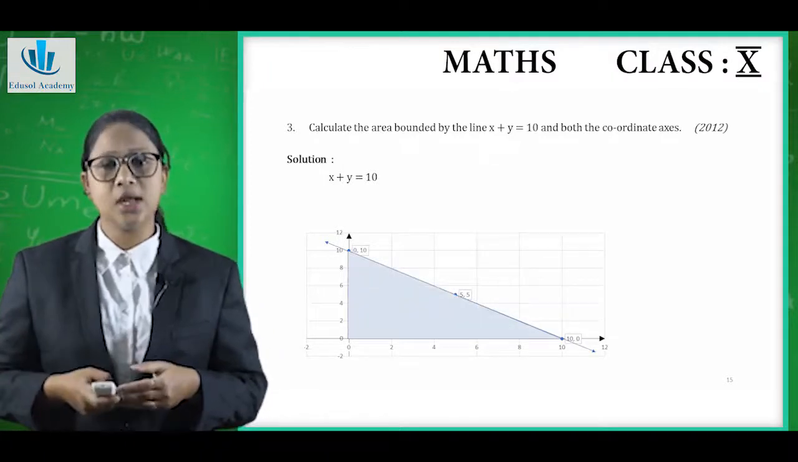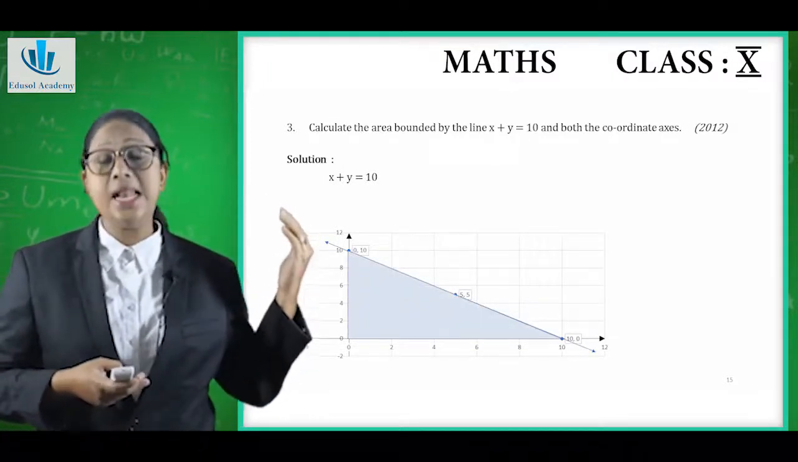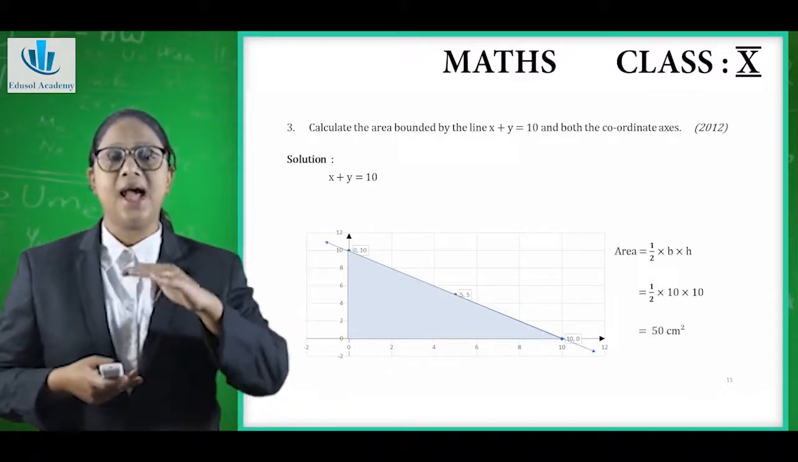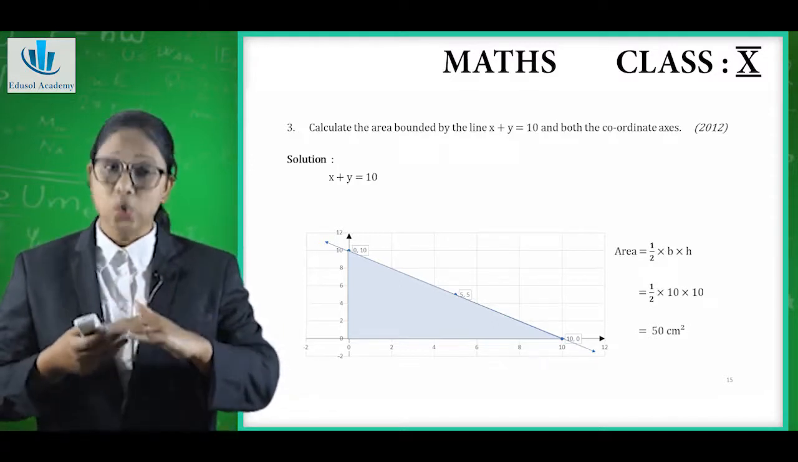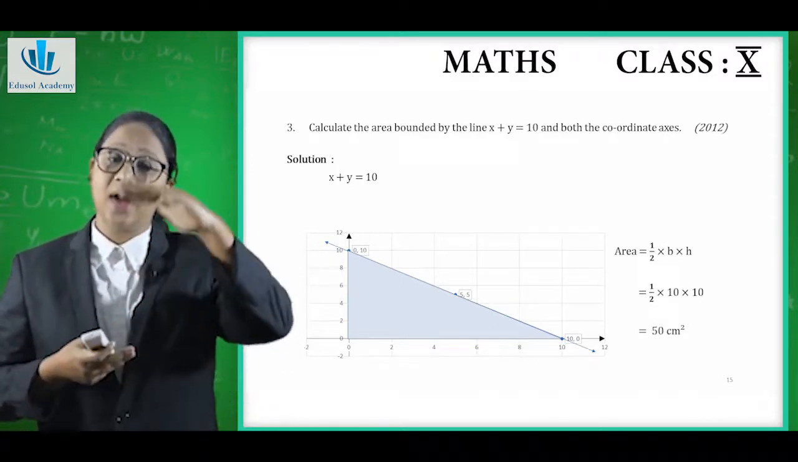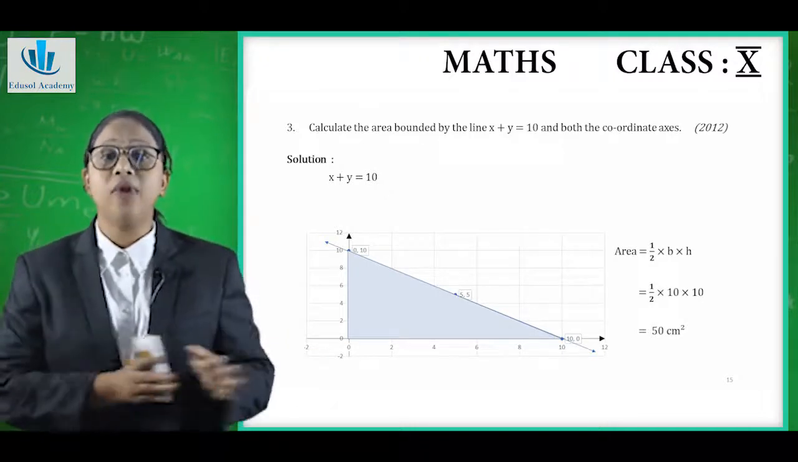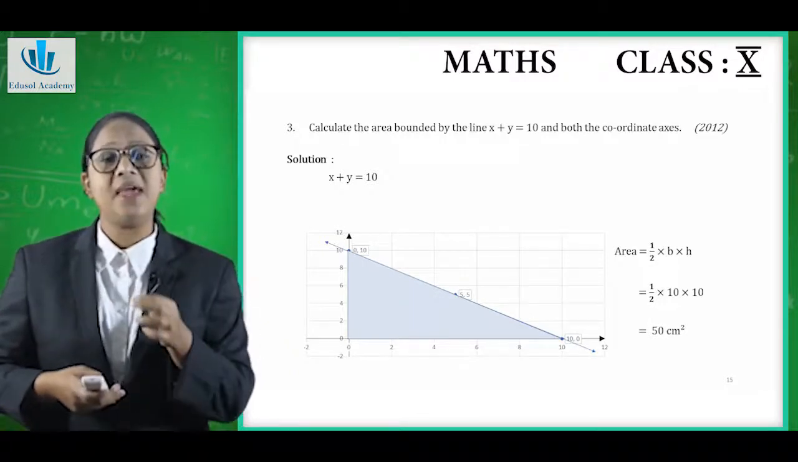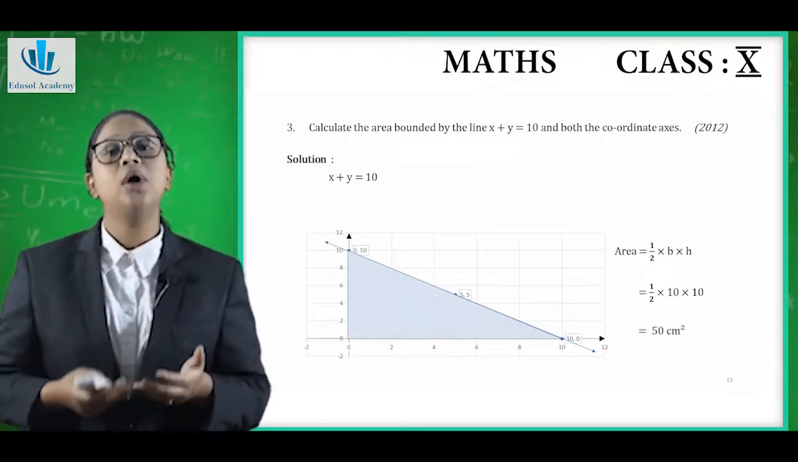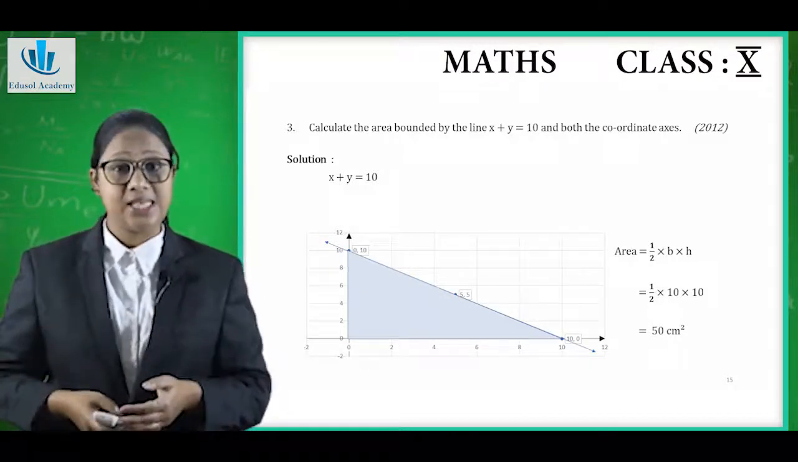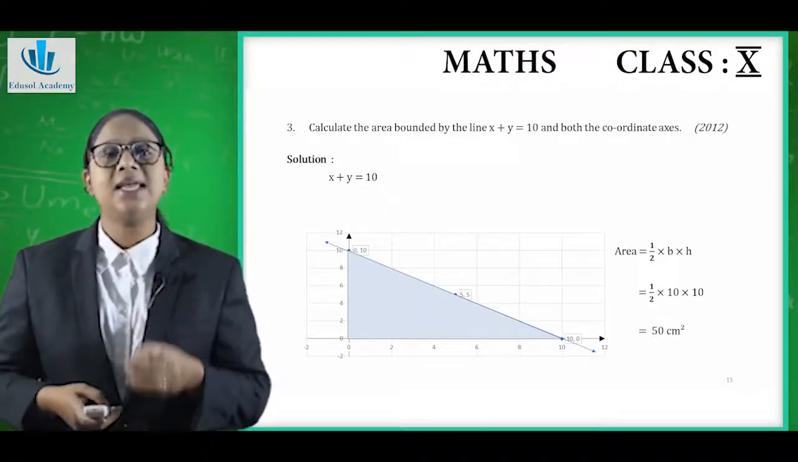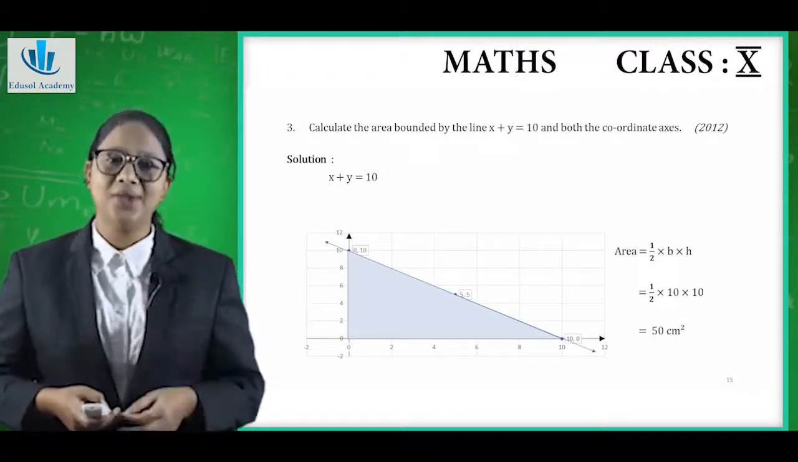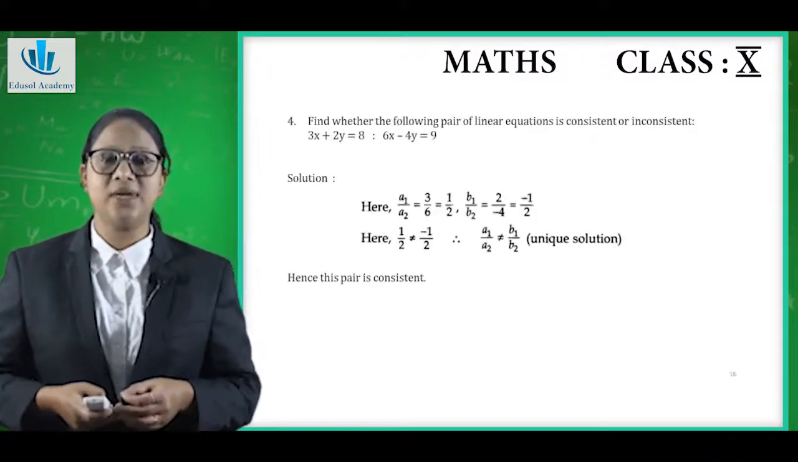Now the area bounded between the line and the axes will be the triangle, and we know that this triangle extends 10 units along the y-axis and 10 units along the x-axis. Now, how do you find the area of a triangle? Half into base into height. So half into what is base? 10 units. And what is height? 10 units. So half into 10 into 10 will give you half into 100. That is equal to 50 square units. Moving on to the next question.